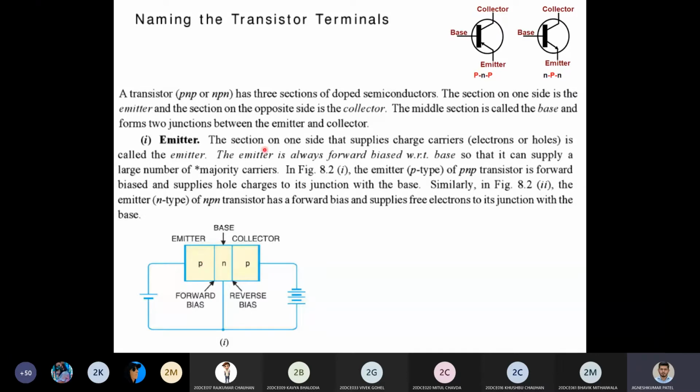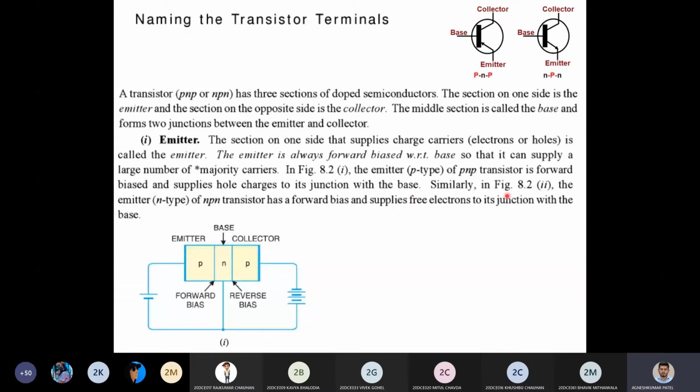So the section on one side that supplies the charge carriers is called the emitter. The emitter is always forward biased with respect to the base, so that it can supply a large number of majority carriers. The emitter of a PNP transistor is forward biased and supplies holes to its junction with the base.